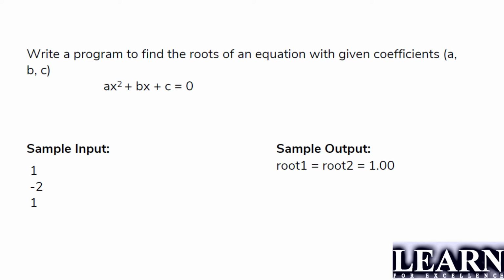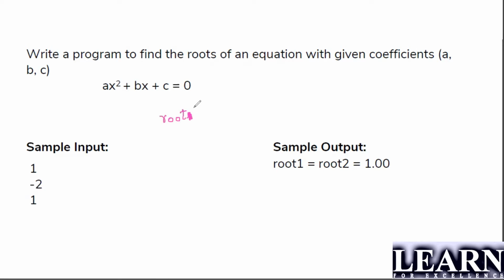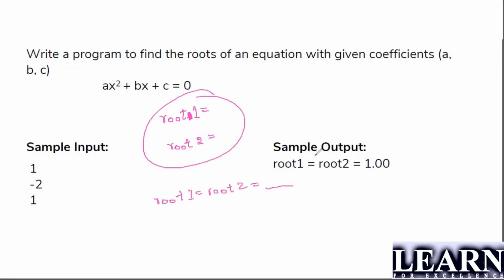So I'll take out root 1. Yes, as they have given in this case, root 1, root 2. So root 1 should be this one, root 2 should be this one. If both are equal, in that case, you have to take root 1 equals to root 2 equals to some number.